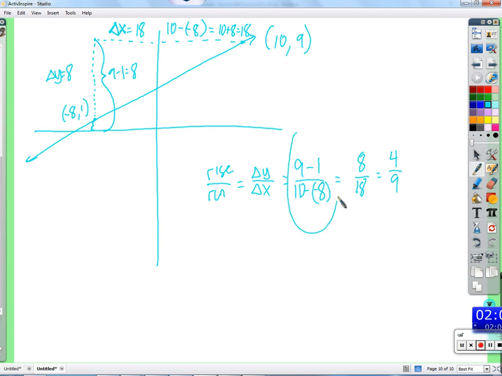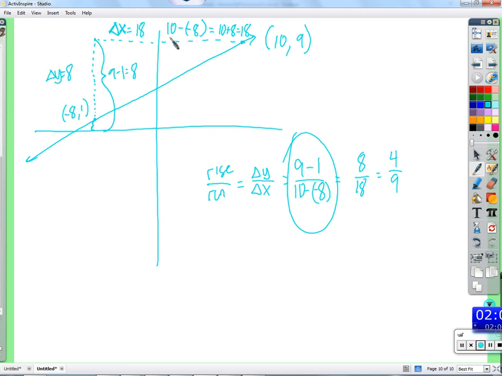Can we always do this? Can we always just take the y and minus that y, and take this x and minus that other x? Should be about it. Well, of course, we're talking about lines. Only lines have slopes. With lines, yes, we can find the slope. And if you're worried about it being negative, look at this example right here.